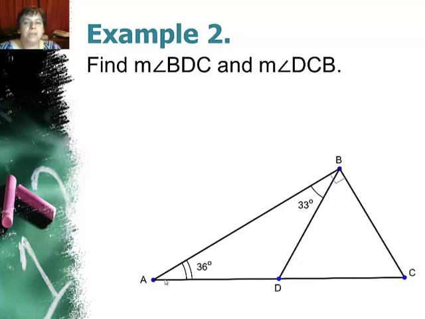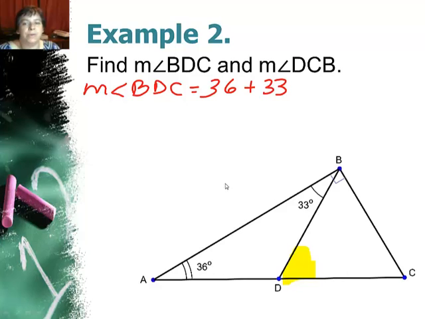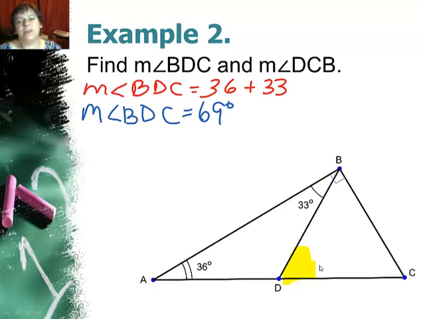Now in example 2, I'm going to use the remote exterior angle theorem to find angle BDC. Why? Because it's an exterior angle to this triangle. So I know that this exterior angle equals the sum of these two remote interior angles. I just add them together and I get 69 as my answer.